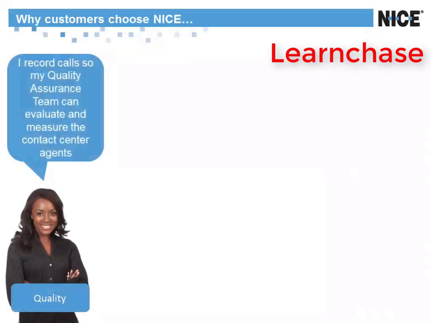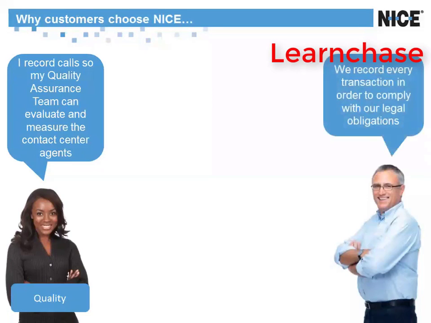So there is a quality team who want to analyze the performance of agents, like evaluate whether agents are doing the right things or not. So quality people need NICE software. Then for compliance, every bank, every insurance company, or any financial sector has to record every transaction coming into their call center. They have to record all calls. So for compliance purposes, they are using NICE.